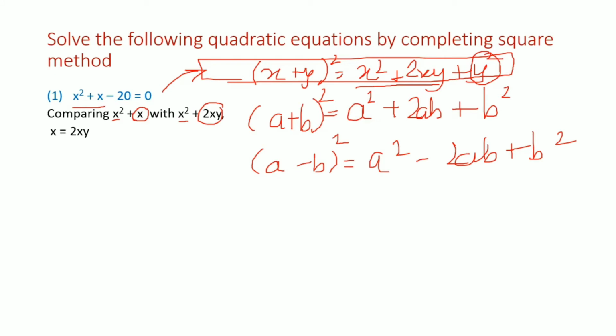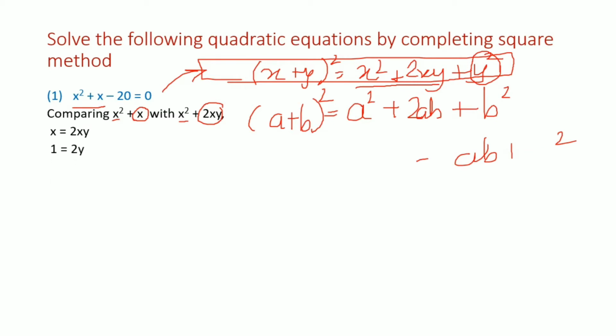x square is equal to x is equal to 2x. Then nothing. We have to find out y. So we'll shift everything else on the other side. So 2x will go on the other side. 2x has been multiplied with y. So when it will go on the other side, children, it will become 1 is equal to 2y.